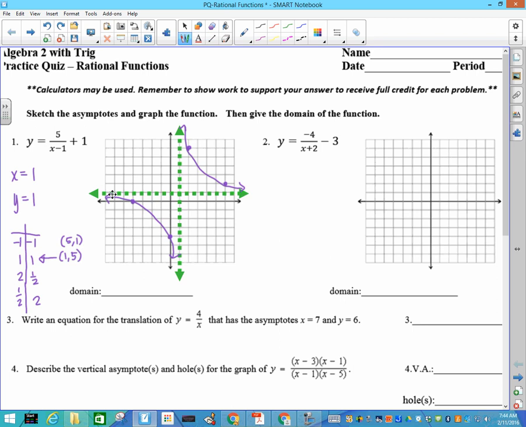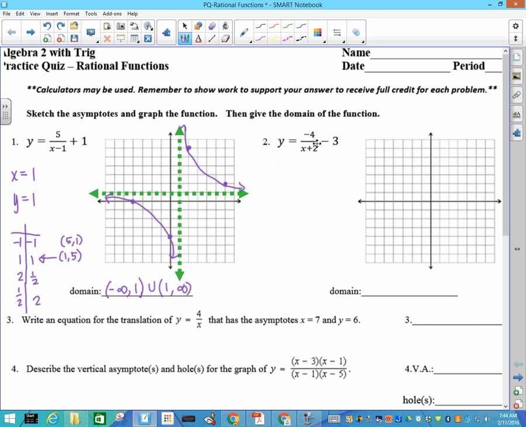Okay, let's look at the next one. The next one says y equals -4 over x plus 2 minus 3. Oh, wait. Forgot the domain. So what is the domain? I think y'all are pretty good at that. This is the only point that it can't be, and that is x equal to 1. So y'all know that we go -infinity to 1, union 1 to infinity.